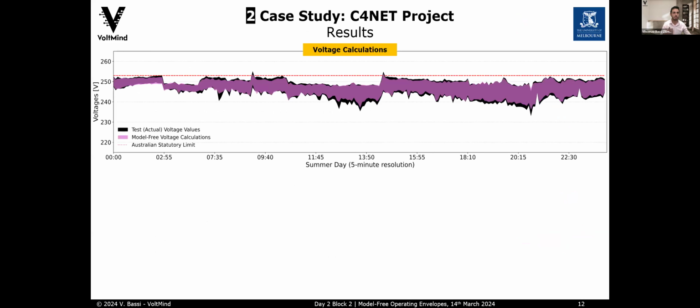So we can see that they're pretty accurate. I would like to draw your attention to those 2 points that we are seeing, in which the voltages go beyond the upper statutory limits, and we can see that the neural network is able to capture this and achieve a calculation that also goes beyond that limit.